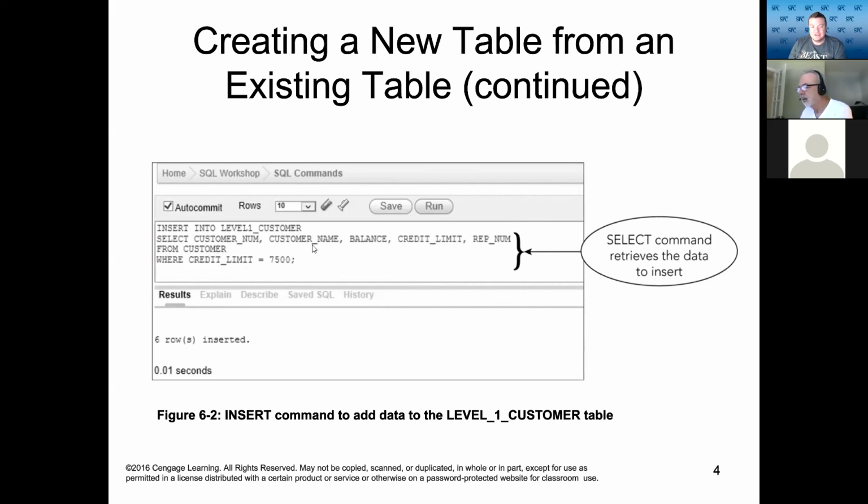And why would we do that? Well, one way is to make a subset of data, and this is what we're doing in this example. We're pulling all the data where the credit limit equals $7,500. So obviously that's going to be our new level 1 customer.